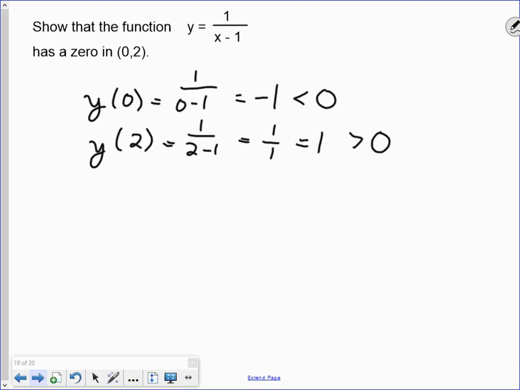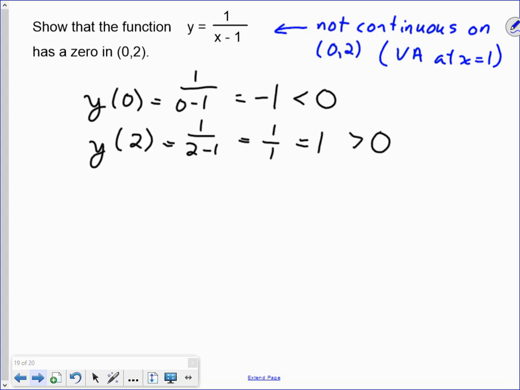What's the problem? The problem is that our function is not continuous on this interval, because we know that at x equals 1, there's a vertical asymptote. So because the function is not continuous, the intermediate value theorem does not apply. So you could not use the intermediate value theorem to show that this function has a 0 on this given interval. So the question might be phrased something like, can you use the intermediate value theorem to show that the function y equals 1 over x minus 1 has a 0 on the interval 0 to 2, why or why not? And then you have to give this little explanation.